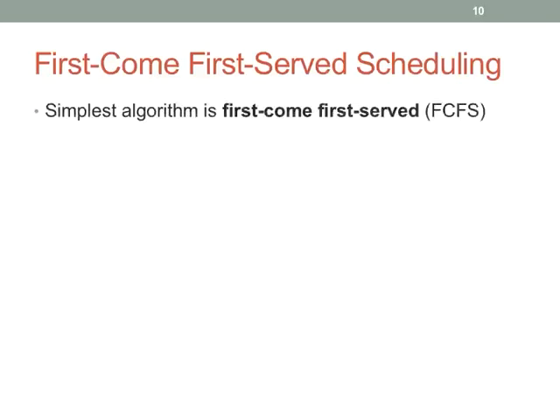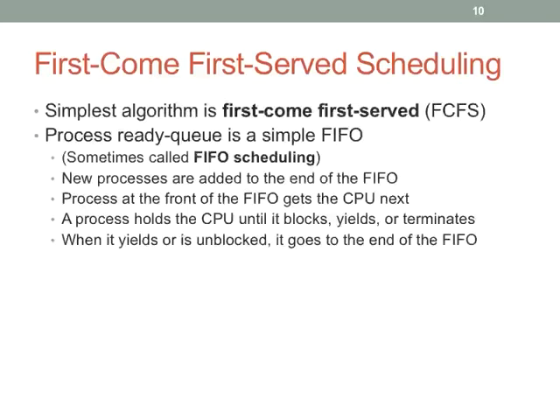Okay, so simplest algorithm, first come, first served. Why do we even talk about this? Well, really, just because we want to set up where round-robin scheduling comes into the picture, so it's not very interesting. But basically, the ready queue is just a FIFO. Whatever goes in first comes out first, and it gets the CPU as long as it wants it.